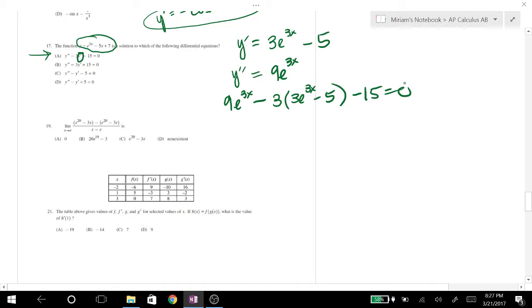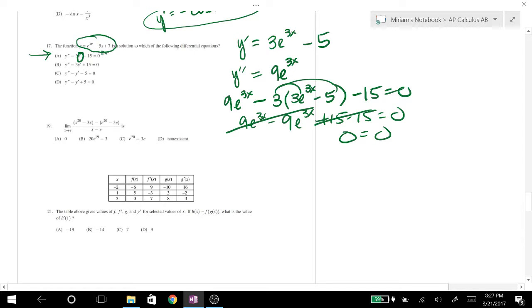And I need to see if it equals 0. I need to see if this is a true statement. So let me go ahead and distribute: 9e to 3x minus 9e to 3x plus 15 minus 15. Well, that works. So lucky for us, fortunately, that's the answer.